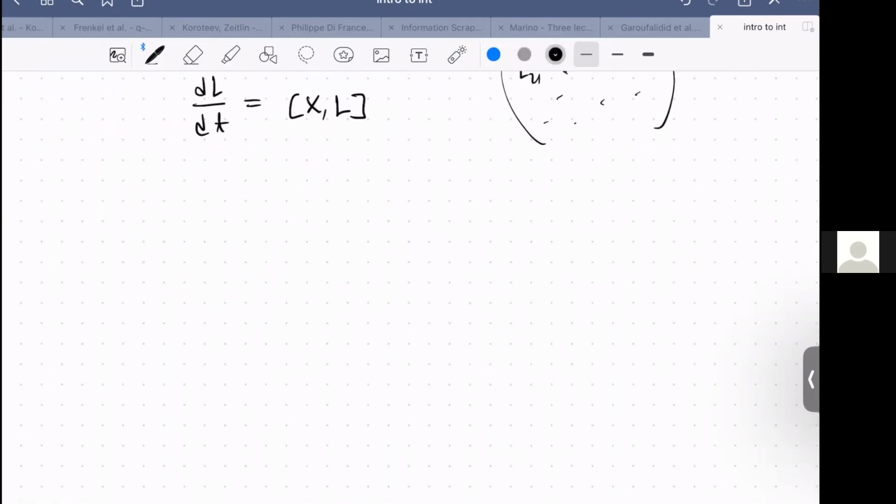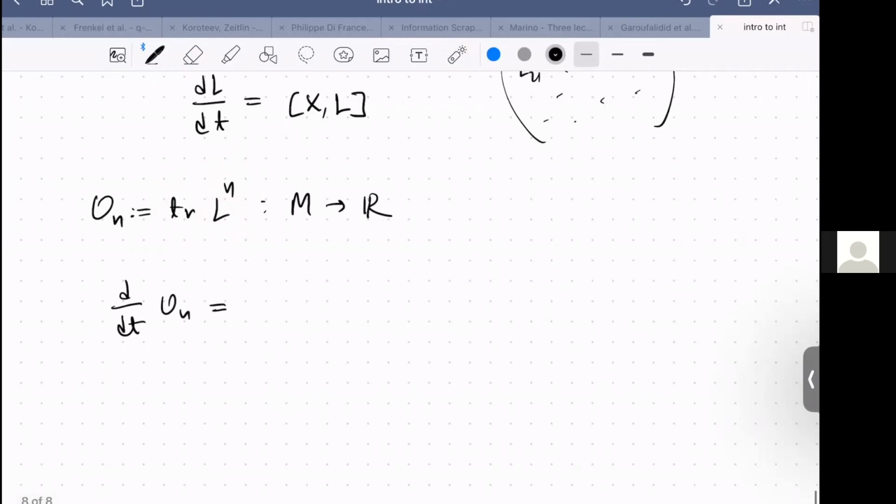Okay, so what do they have to do with integrability? Notice the following thing. Define these traces. Let's say that O_n is the trace of the nth power of L. Then what happens? Well, L was a matrix on a phase space, but this is just a number. So this is a function on a phase space, right? And how do these functions evolve under time evolution? Well, you can just take the derivative, as you would for any matrices.